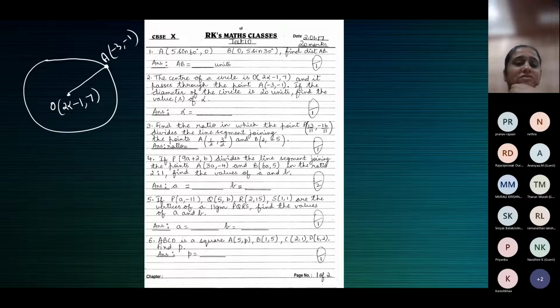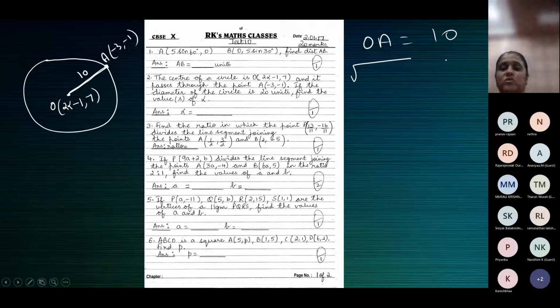So if the diameter is 20, the radius is 10. So use the distance formula. The center and a point on the circumference are given. The diameter is 20 units, which means the radius is 10 units, and OA is clearly the radius. So OA is equal to 10. That's how you should start. So OA square is 100. Or OA is equal to root of x2 minus x1 the whole square plus y2 minus y1 the whole square, which is equal to 10. Square on both sides and get the result.